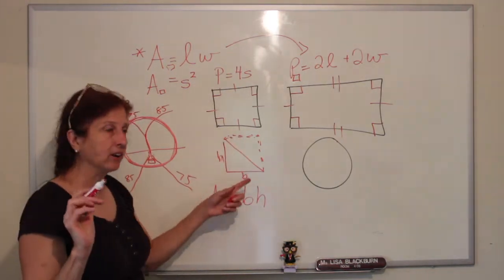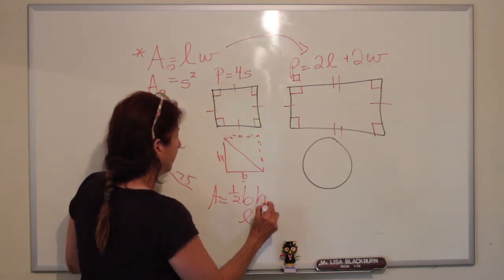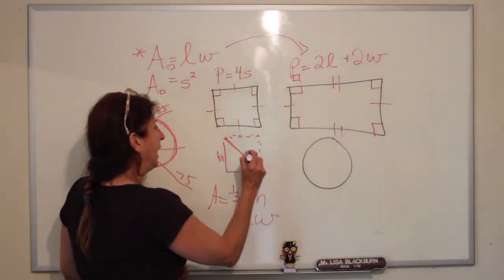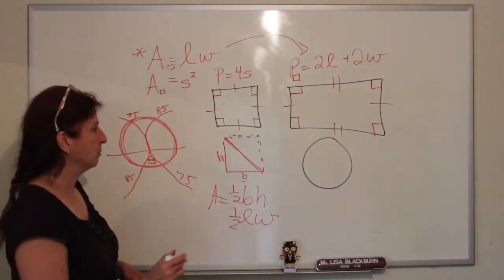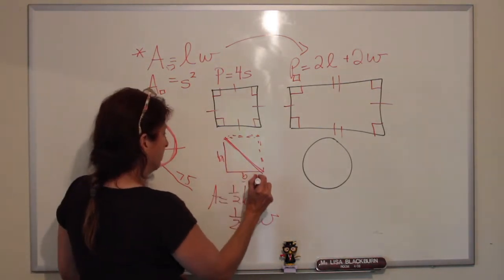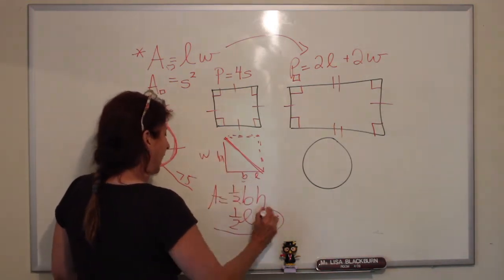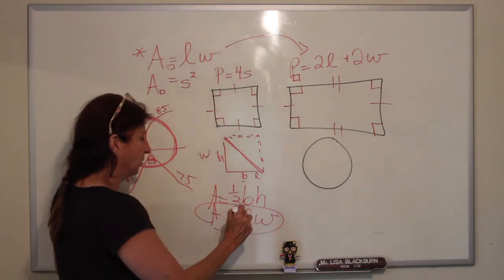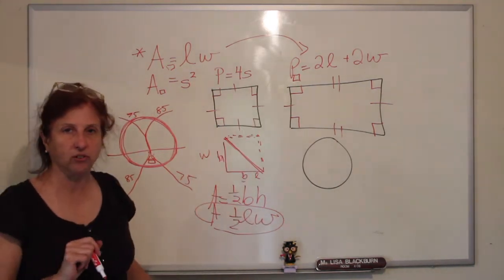I would have a rectangle. And what is a rectangle? Length times width. But I only have half of this rectangle, so it's 1/2 length times width. So this could be thought of as the length and that one is the width, and you're back to your area equals length times width, but triangles are just half rectangles, okay?